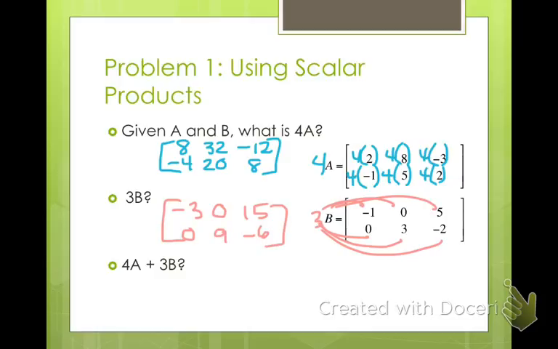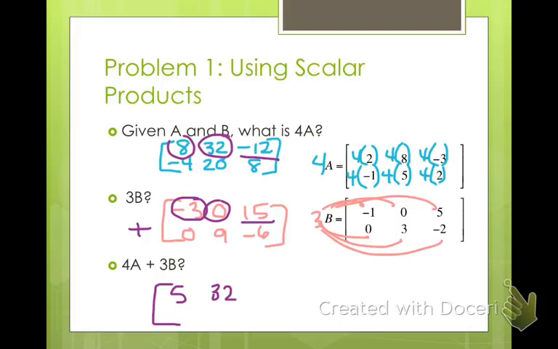Now if we were to add 4A plus 3B, we just have to ask ourselves, are these matrices the same dimensions? They are, so we just add up the numbers in the same spots. 8 plus negative 3 makes 5. 32 plus 0 makes 32. Negative 12 and 15 makes 3. Negative 4 and 0 is negative 4. 20 and 9 is 29. And 8 and negative 6 is 2. There you go. Pretty simple, right? Not too complicated.